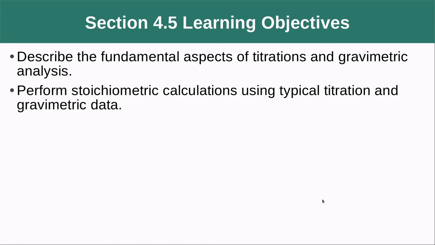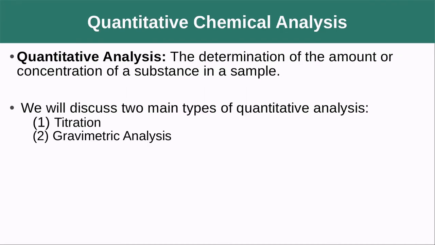Section 4.5 learning objectives. We're going to describe the fundamental aspects of titrations and gravimetric analysis, and then we'll perform some stoichiometric calculations using typical titration and gravimetric data. Quantitative analysis. This is to determine the amount or concentration of a substance in a sample. This is distinct from qualitative analysis, which tells us what is in the sample. We'll discuss 2 main types of quantitative analysis, titration and gravimetric analysis.